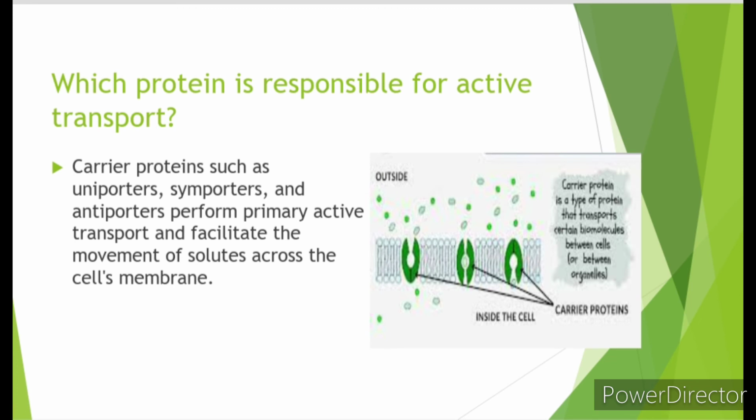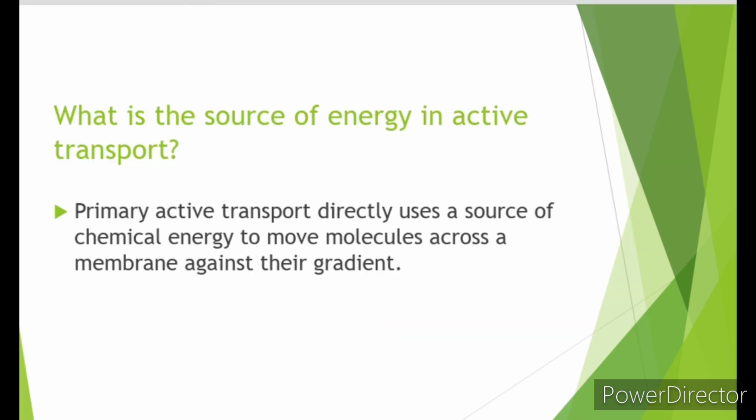Which protein is responsible for active transport? Carrier proteins such as uniporters, symporters, and antiporters perform primary active transport and facilitate the movement of solutes across the cell's membrane. What is the source of energy in active transport? Primary active transport directly uses a source of chemical energy to move molecules across a membrane against their gradient.